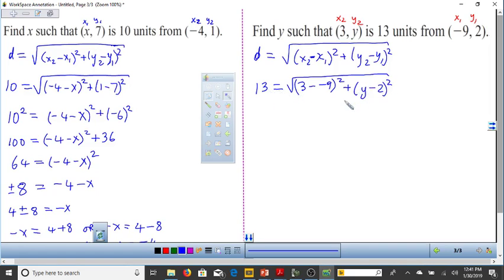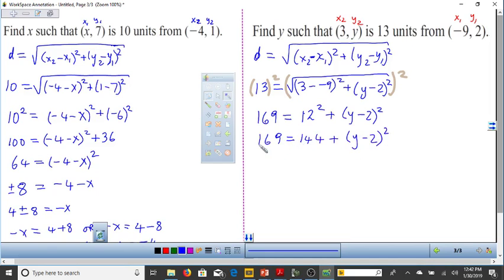And then I proceed as always. I square the 13, that's 169. I square the right side, which causes the square root to disappear. And then that leaves me with 3 plus 9, which is 12. So we have 12 squared plus y minus 2 squared. 12 squared is 144. So 169 is equal to 144 plus y minus 2 squared. Subtract 144 from 169, and I believe that gives us 25. So we have 25 is equal to y minus 2 squared.